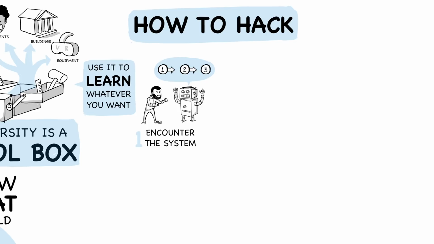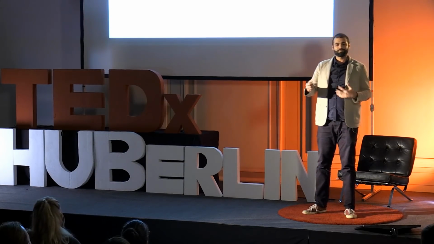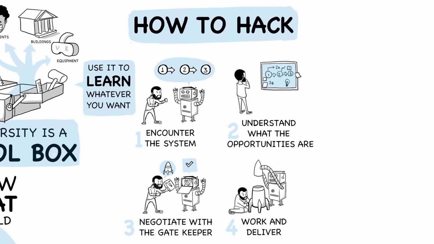So the first thing is you're going to encounter the system. So the system is going to provide you some things that you have to do. And then it's your turn to look at those things and check what the opportunities are there. How can I twist that? And then, of course, you have to check that with the gatekeeper. So you're going to offer that to the gatekeeper, going to make the check, the negotiation thing. And of course, you have to work and deliver. So doing these 4 steps, you can apply to anything and then check how it goes. And that kind of changed the whole perception on education as well.